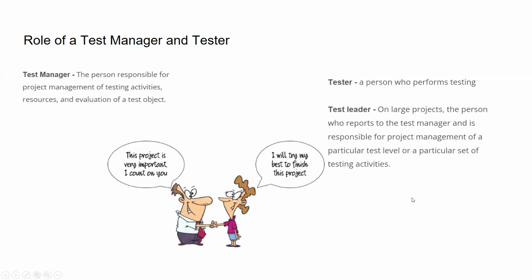Then we come to who the main roles are when it comes to quality assurance. There are two sets of roles that are defined at a high level: test manager and tester. But there are some other roles when it comes to agile, which I will be discussing later. The first person is the test manager. He is the person responsible for project management and testing activities, resources, and evaluation of test objects.